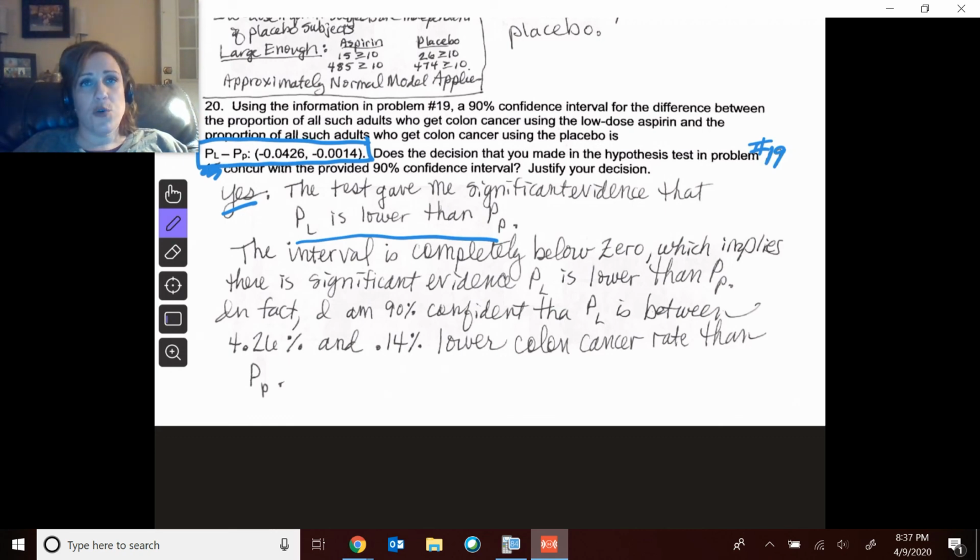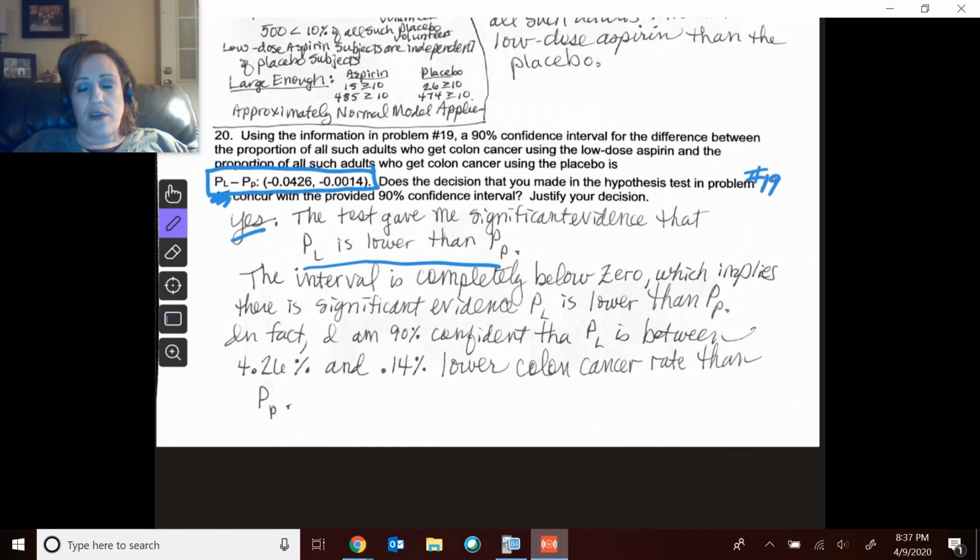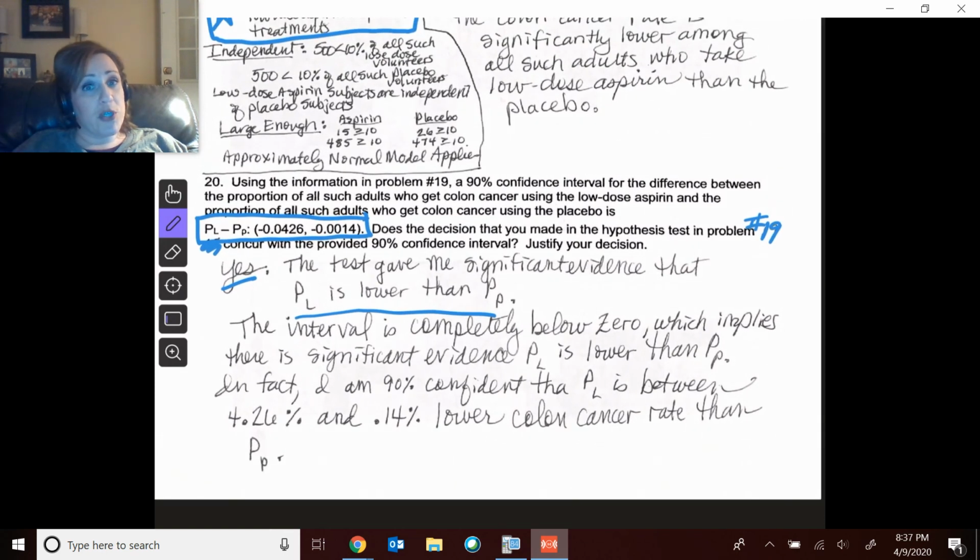All right, so that was your connection, the final problem to connect a test and an interval. All right, that is the end of the inference with proportion review.